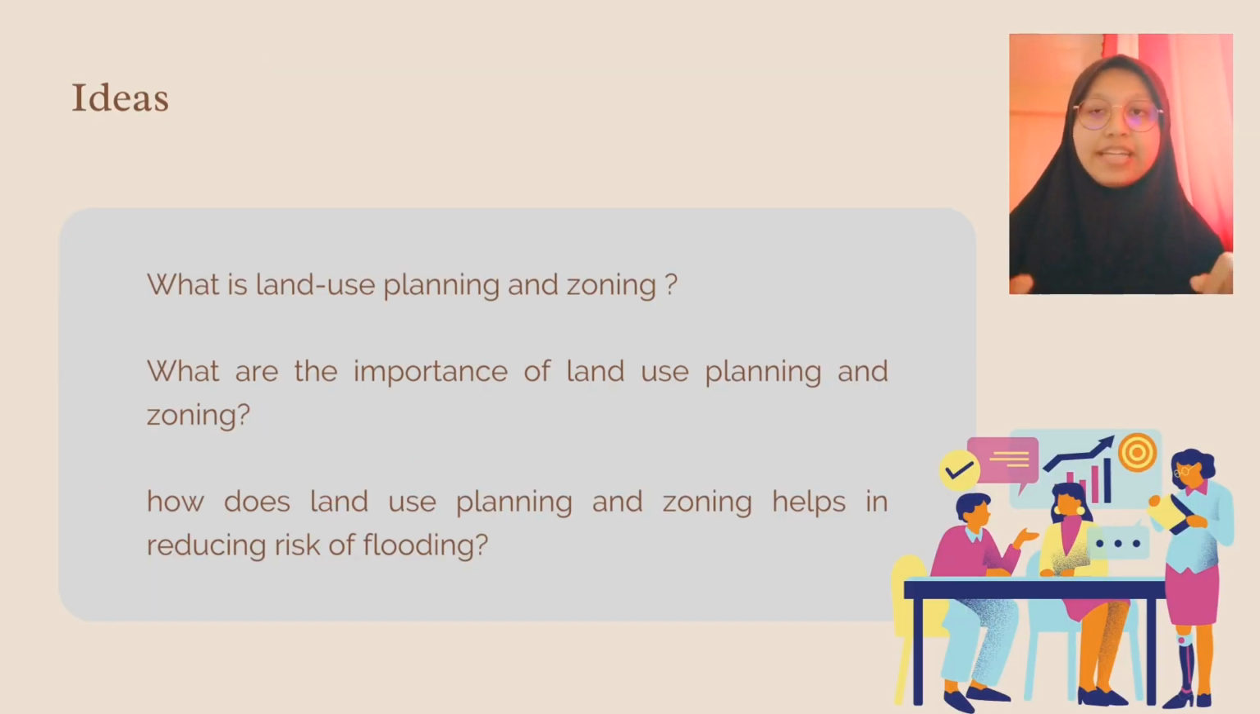So there are 3 ideas that can be extracted from the facts. First, what is land use planning and zoning? Second, what is the importance of land use planning and zoning? And the third one is, how does land use planning and zoning help in reducing the risk of flooding?